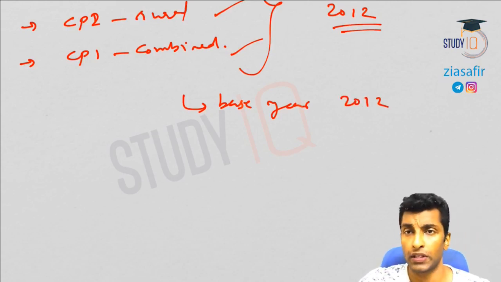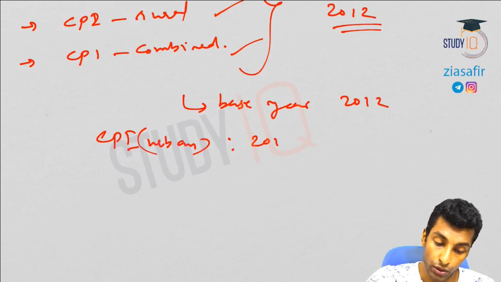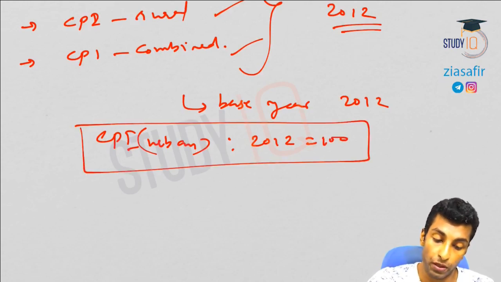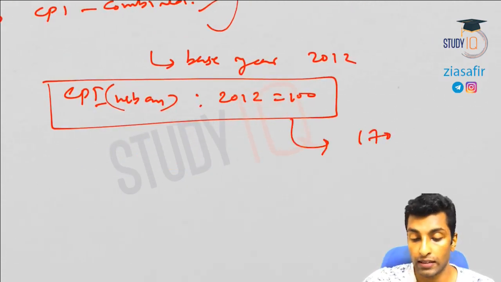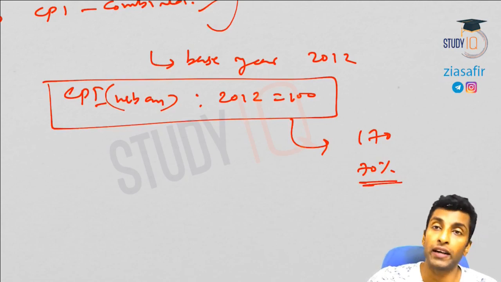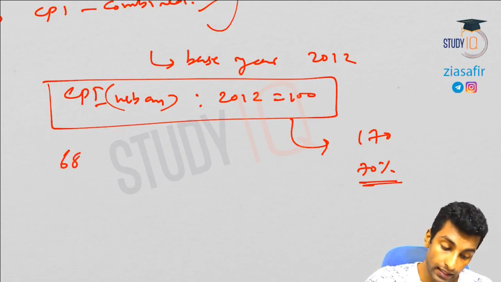So how will you write this? Just like the previous ones that we have written, if you need to write CPI urban, you go for colon 2012 base year equal to 100. This is how you will write. And if it is 170, it means 70% inflation is there. Now the selection of items depends on the NSSO 68th round survey.